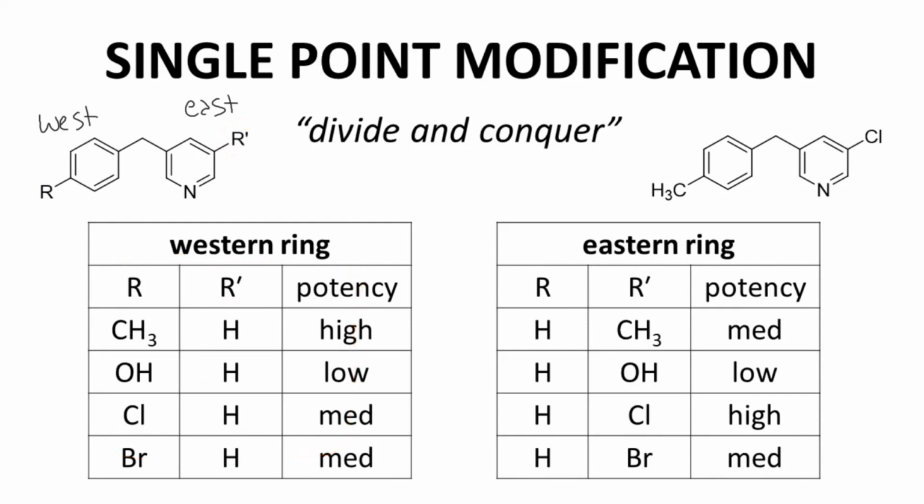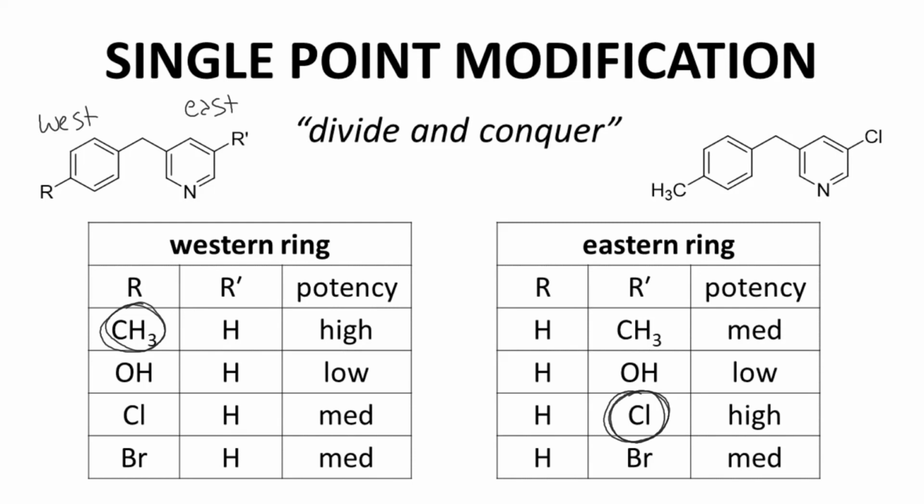The R group, the best one, is a methyl, which gives high potency. So let's circle that methyl. Note that the R prime group is the same for all four compounds. R prime is a hydrogen. Simultaneously, another team member would make analogues of the eastern ring with R groups off the western ring unchanged. Here are some results with the chloro being the best R prime group.